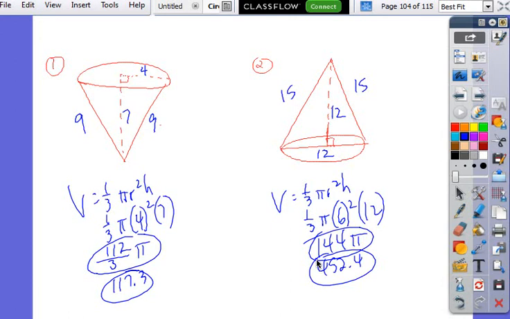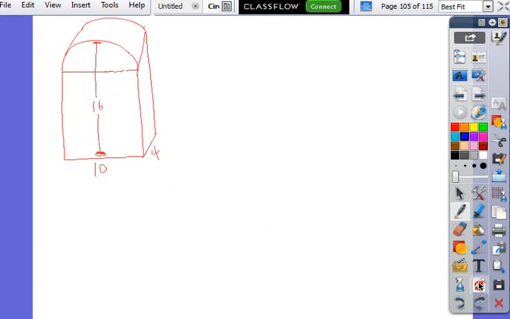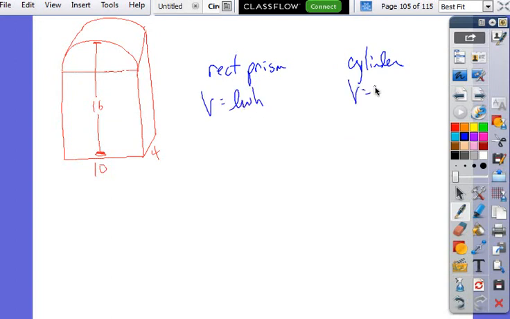All right, so if it's three-dimensional like this, we have the bottom part, which is a rectangular prism, so I've got to do that, and the top part is the cylinder. I know this one is length times width times height. I know this one is pi r squared h. So they're my two things that I've got to do.